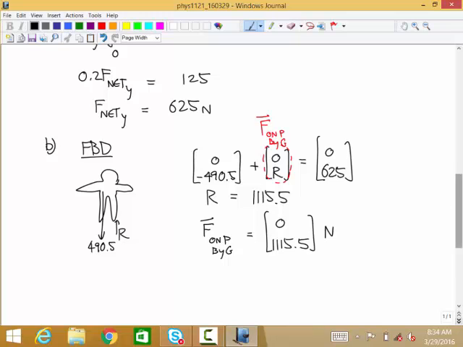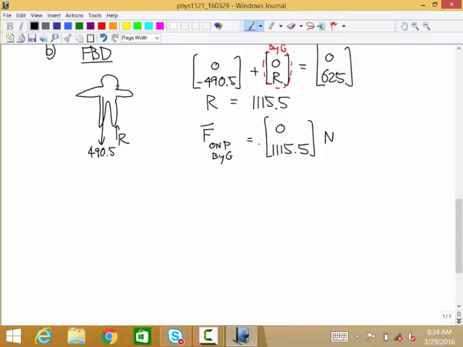So then for part C, we're trying to figure out the force on the ground by the person. Anytime you're talking about a contact force, and you're just trying to flip which one's acting on which, Newton's third law says the force on the ground by the person is equal to the negative force on the person by the ground. And so that's equal to negative 1115.5.